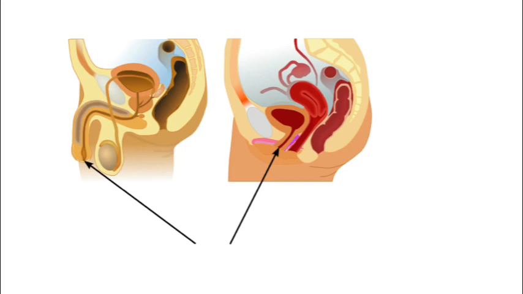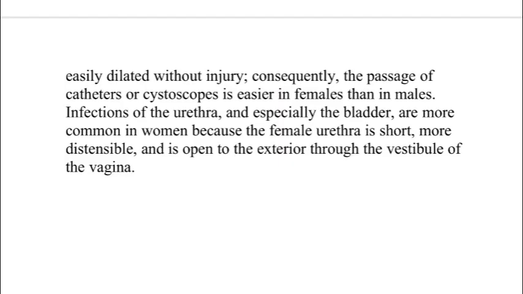Just a while ago, I told you that in the female you don't have an internal urethral sphincter. So you must know that the female urethra is distensible because it contains considerable elastic tissue as well as smooth muscle. So the female urethra can be easily dilated without injury. Hence, the passage of catheters or cystoscopes is easier in females than in males.